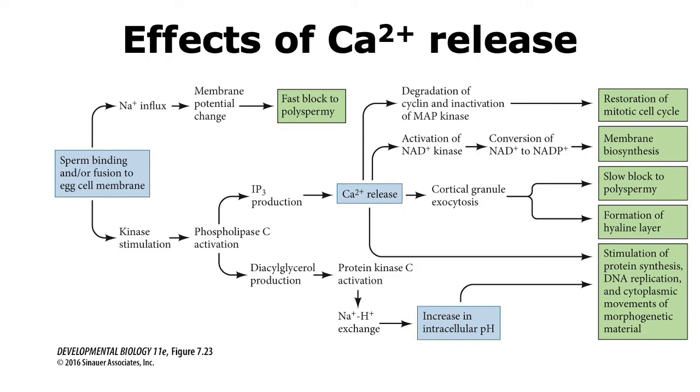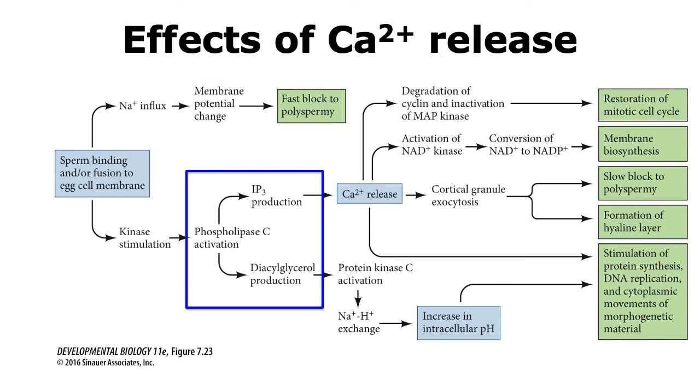If we summarize all that we talked about, the sperm binding and or fusion to the egg cell membrane causes a change in the membrane potential, and this change in membrane potential is a fast block to polyspermy, and thus it prevents more than one sperm fusing with the egg. This fast block to polyspermy is transient, and hence you need a more stable block to polyspermy.